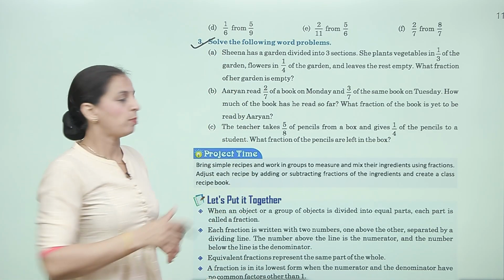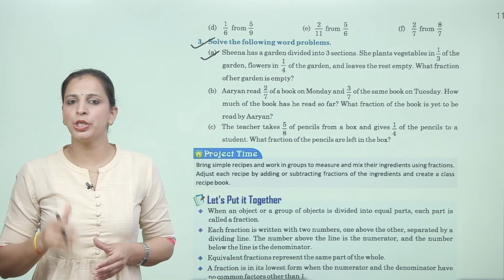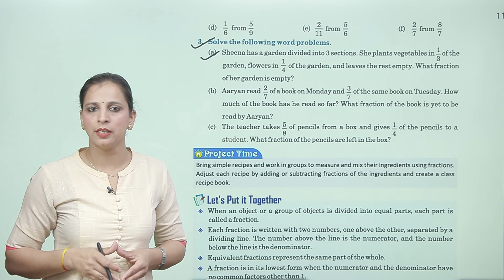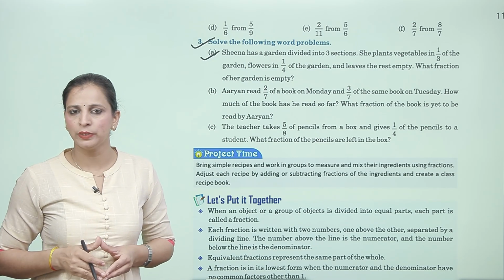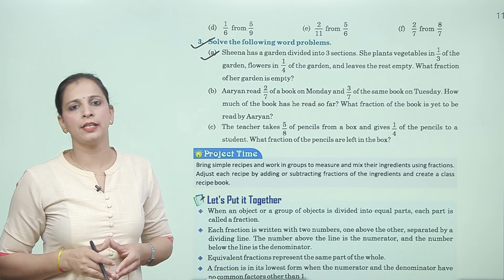Now question number 3. Solve the following word problem. A part. Sheena has a garden divided into 3 sections. She plants vegetables in 1/3 of the garden, flowers in 1/4 of the garden and leaves the rest empty. What fraction of her garden is empty?